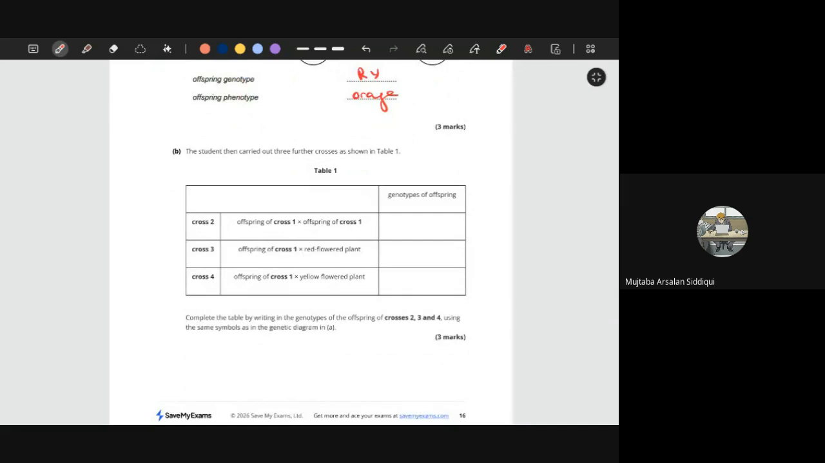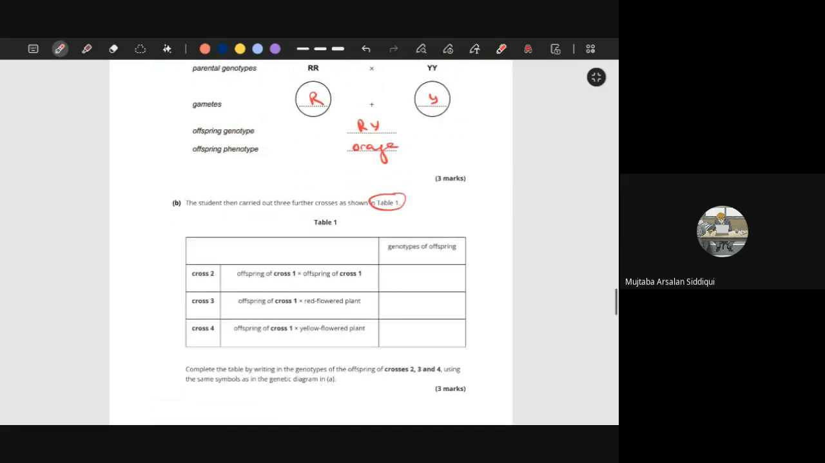Further crosses in the table: offspring from cross one. So genotypes of offspring would be, you have RY and RY. Heterozygous codominance means you'll get RR, RY, RY, and YY. Make sense? Which you get 1 is to 2 is to 1, right?